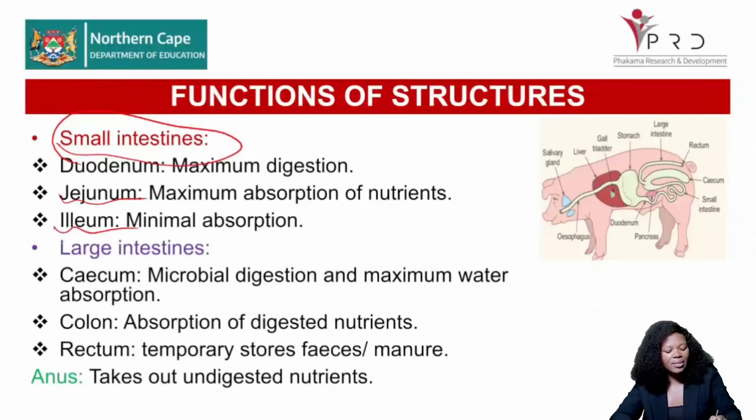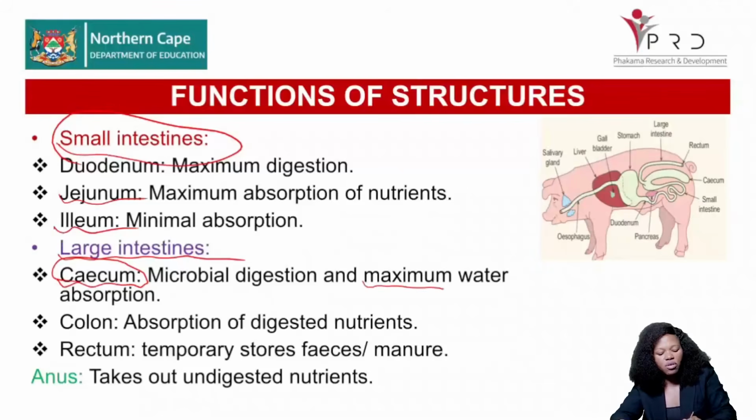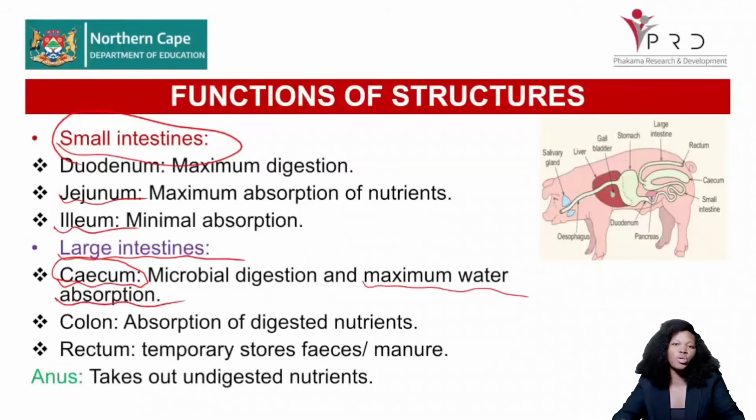Now let us look at the large intestines functions, right? Firstly, let us look at the functions of the cecum. Now, cecum, firstly, it is responsible for microbial digestion. Why? Because a small number of microorganisms are secreted by the cecum, which makes the cecum responsible for the microbial digestion, right? It is also responsible for the maximum absorption of water, right?